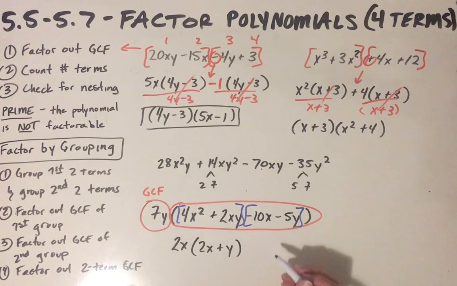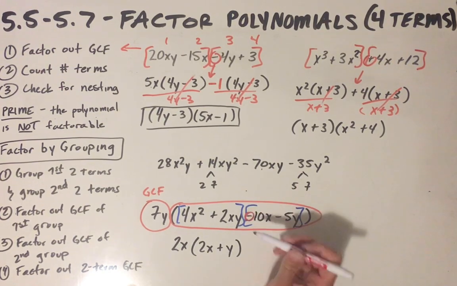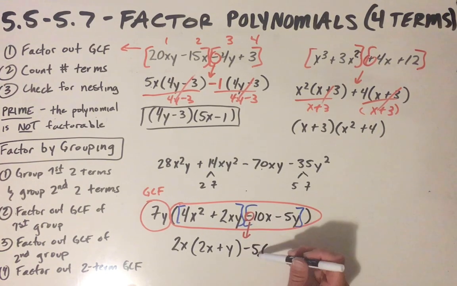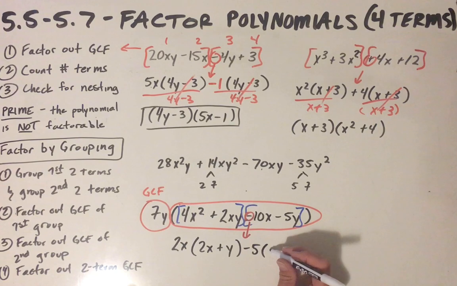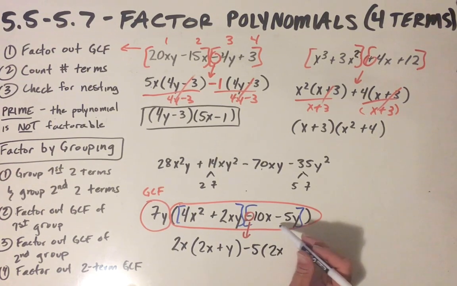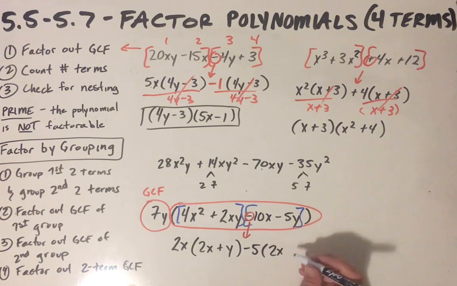Well, they both have 5 in common, but it's not just 5, it's going to be negative 5, because this coefficient right here is negative. So I have to factor out a negative 5. And when I do that, when I divide a negative 10x by a negative 5, I get 2x. And when I divide a negative 5y by negative 5, then I get just a y.